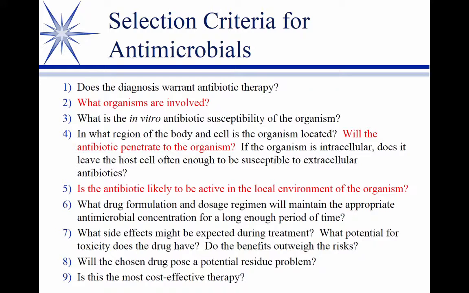What region of the body and the cell is the organism located? Is it behind a tissue barrier? Is it inside a phagocyte, or is it extracellular? If it's across a barrier, will the antibiotic penetrate? If it's intracellular, does it burst and release where it can be affected? Are there any things in the local environment? You should know those antibiotics that have trouble in purulent debris. Doesn't mean we can't use them, but we should try to drain those areas if we can. We may use more aggressive dosing in those situations.